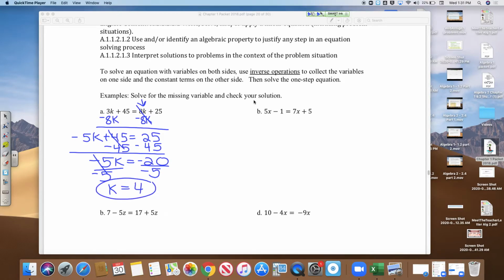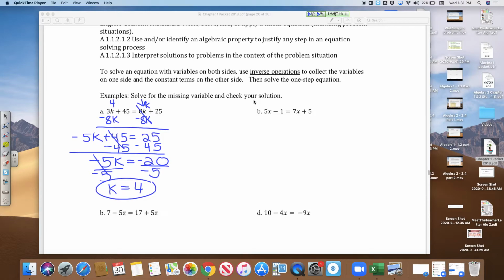And again, the process looks different, but when I do that, I'm still going to get positive 4 as my final answer. And you could take 4 and put it in for both of these k's and do 3 times 4, which is 12. 12 plus 45 is 57. We could do 8 times 4, which is 32, plus 25 is 57. So we get the right answer for both.